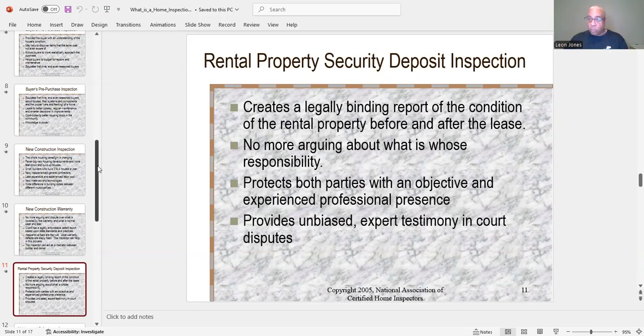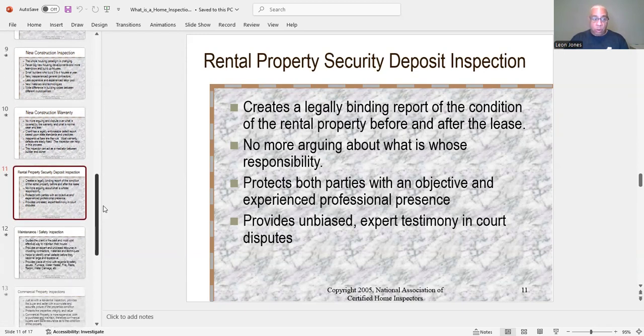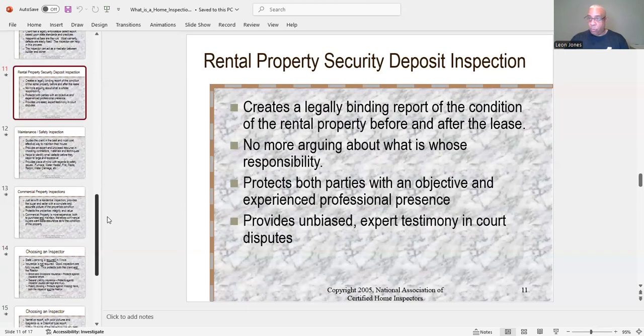Again, this is for rental properties, and you should do an inspection before you move into your apartment or any rental facility, because you might be involved with a slumlord later on. You don't know. Protect yourself with the documentation, understand what the inspection process is about.